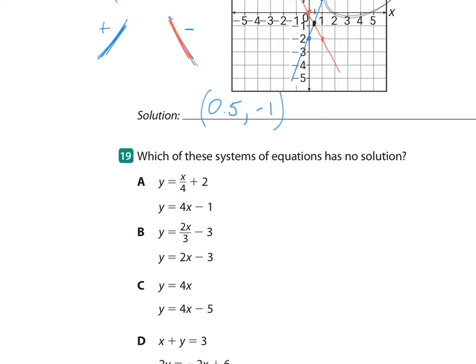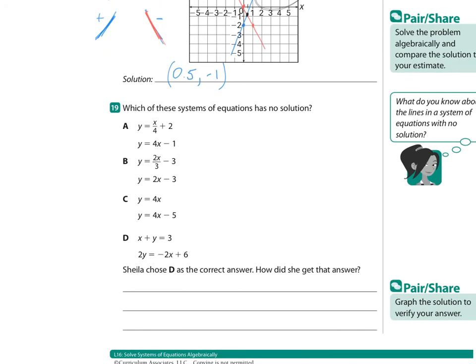All right, last question, then I turn you loose. Which of these systems has no solution? Sheila chose D as the correct answer. How did she get that? Well, obviously that means D is not the right answer. So let's take a look at A, B, and C. Which system has no solution?